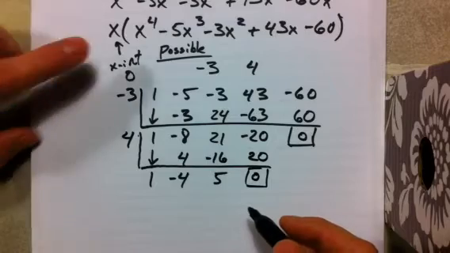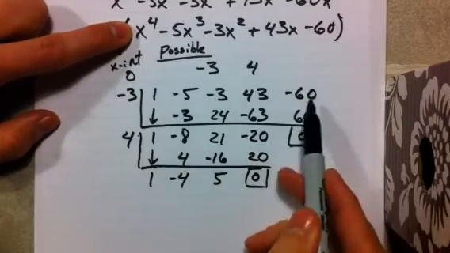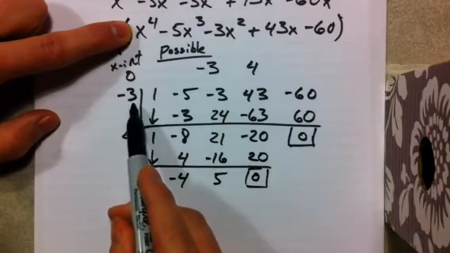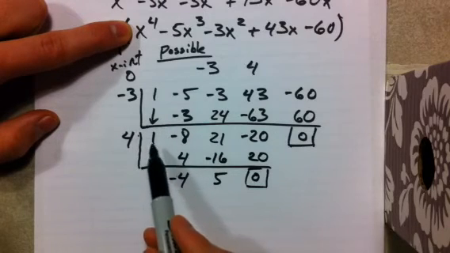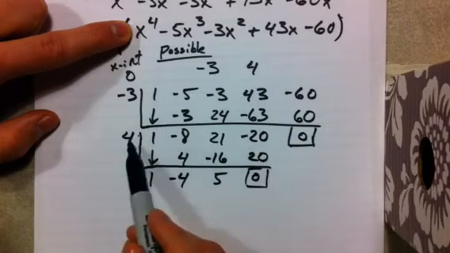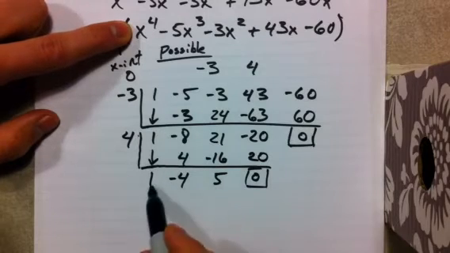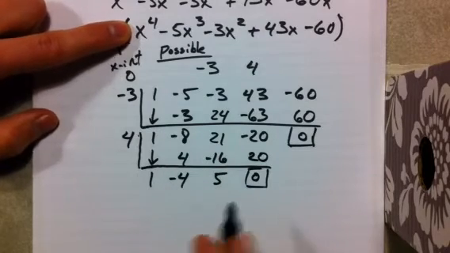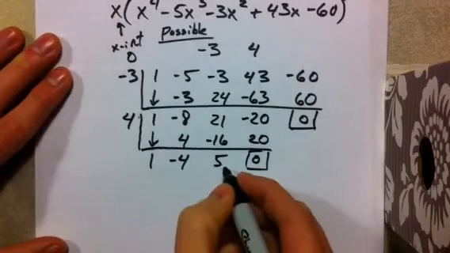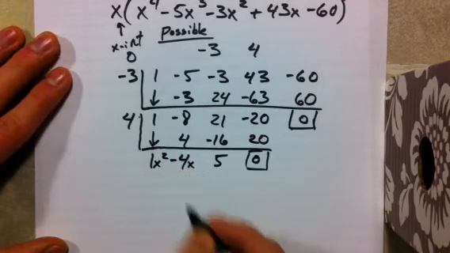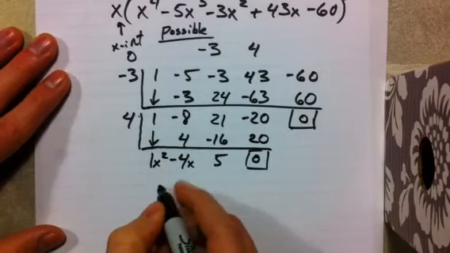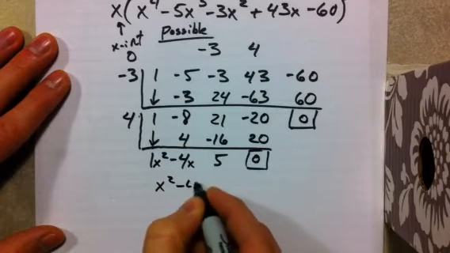So again, we started with this x to the fourth up here, and we divided by x plus 3, or put the -3 here, and we got degree 3. We divided again, and we got degree 2. So this is a quadratic down here at the end. This is your constant, this is your x, and this is your x squared term. So now we have x squared minus 4x plus 5.